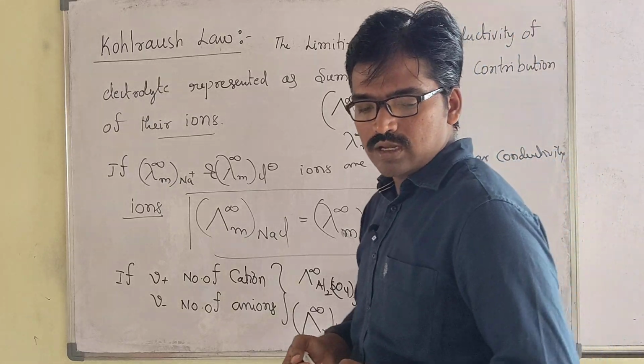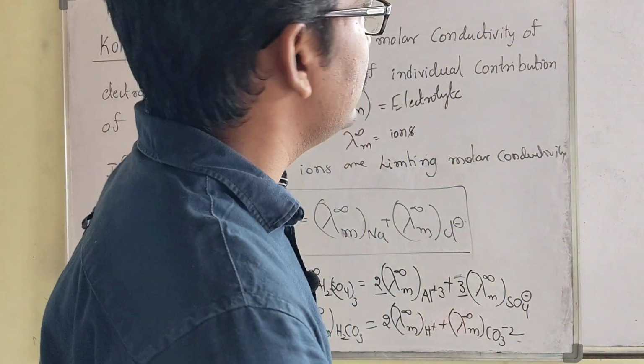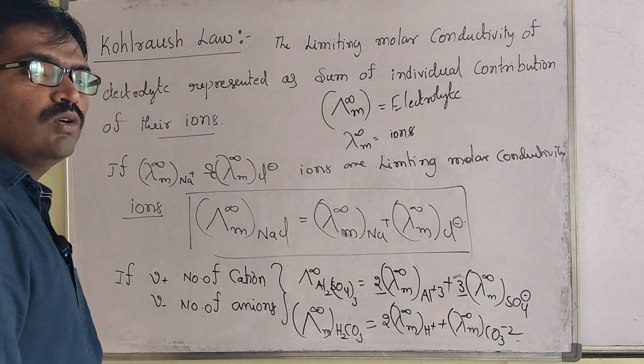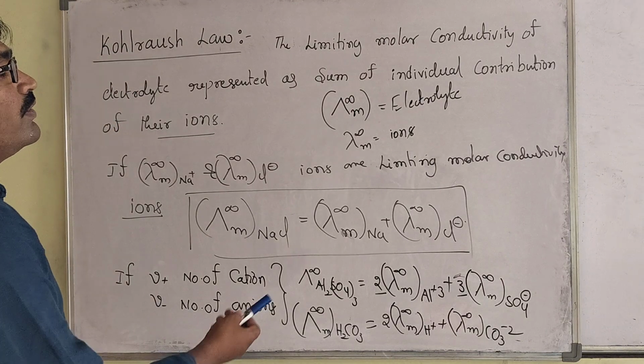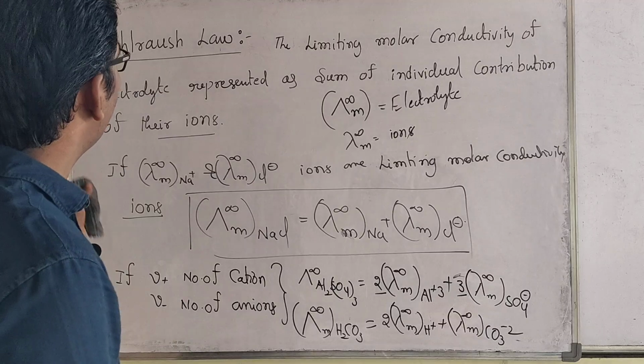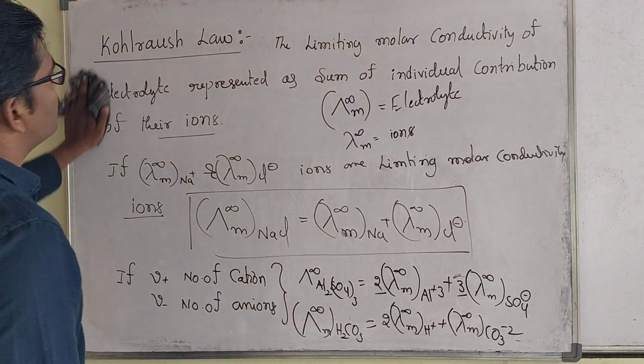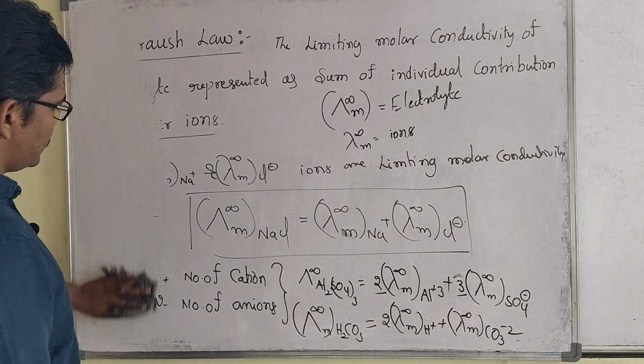So this is Kohlrausch law. What Kohlrausch law says is that the limiting molar conductivity of an electrolyte equals the sum of individual contributions of their ions. So that's what I told. Okay, clear? Yes, note it.